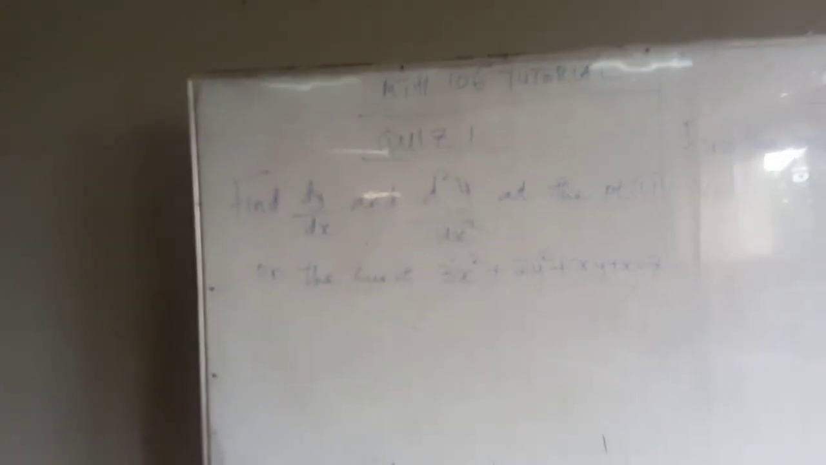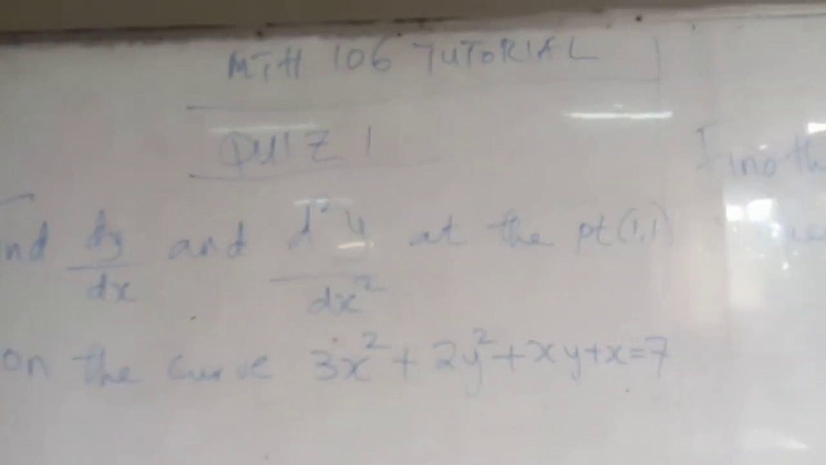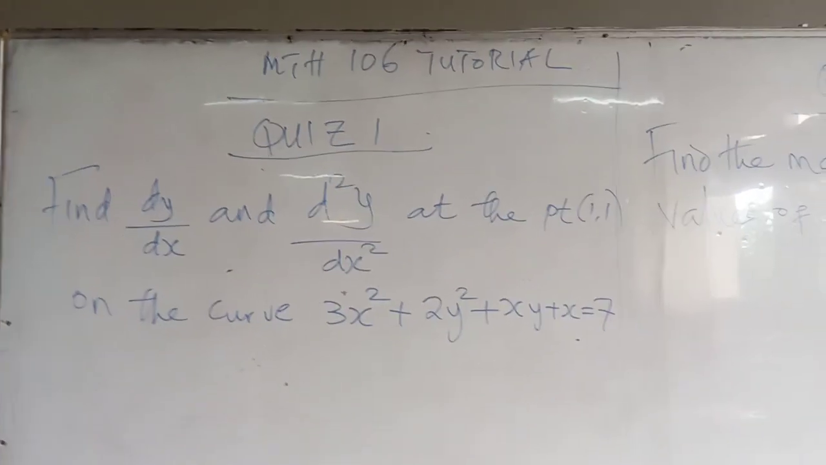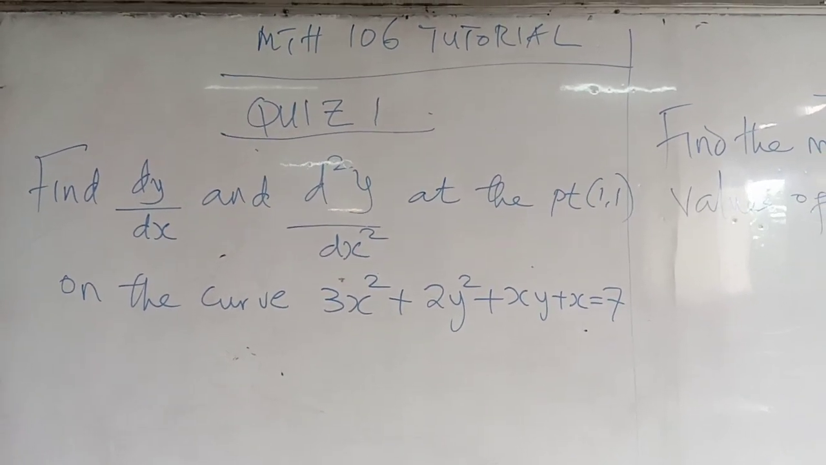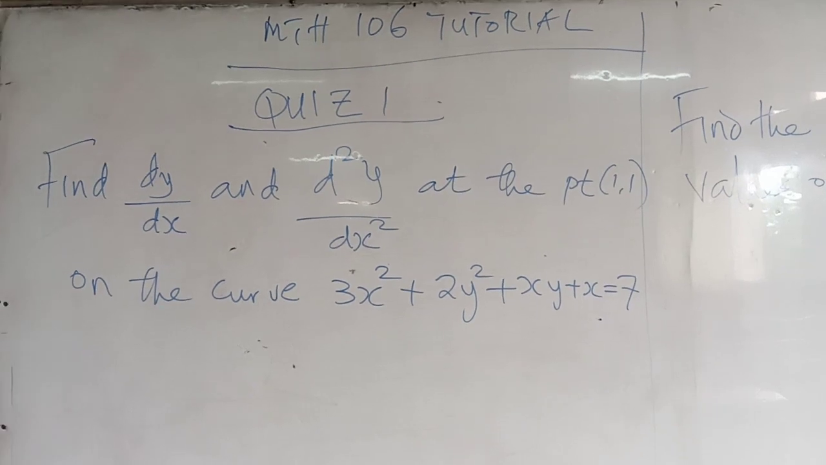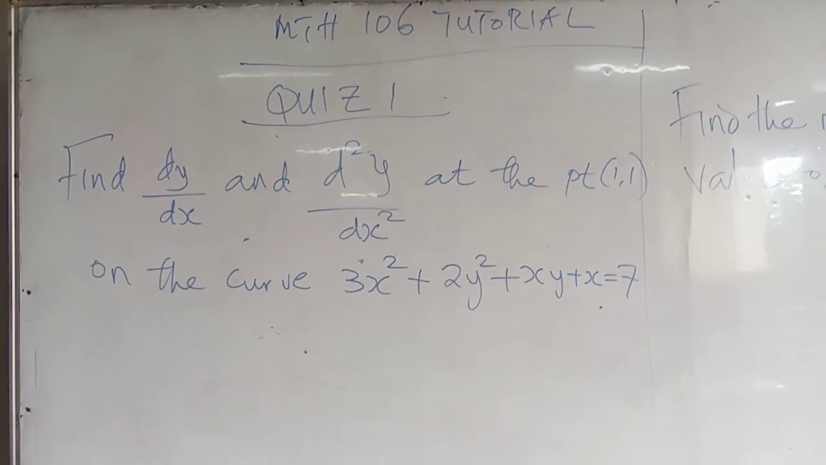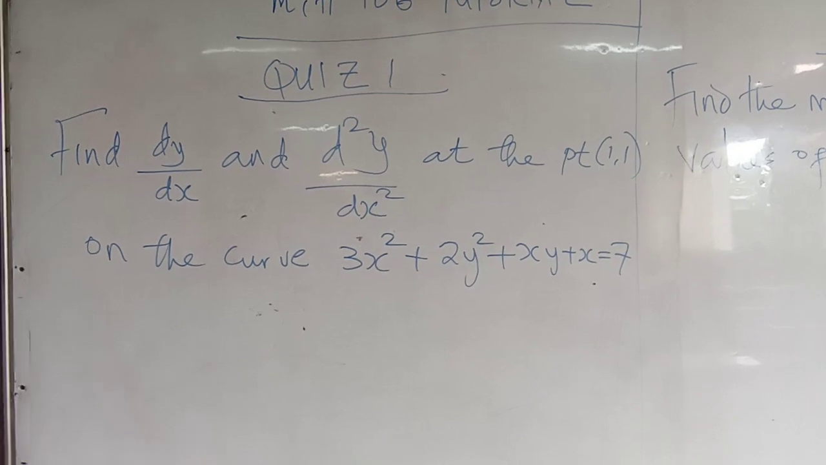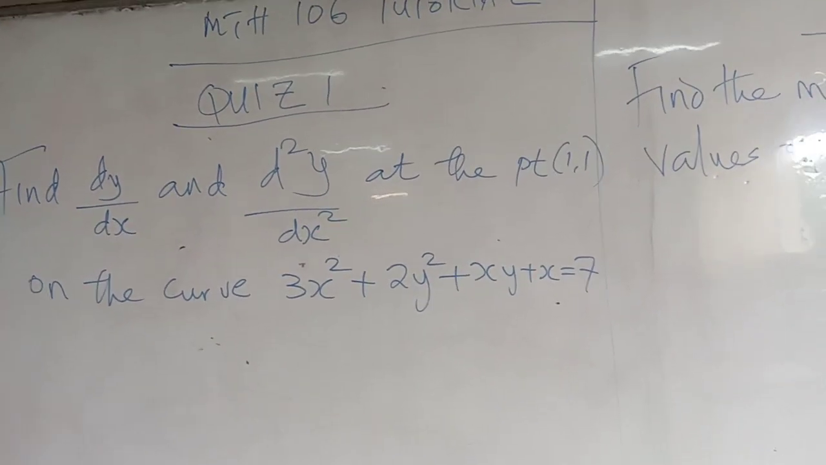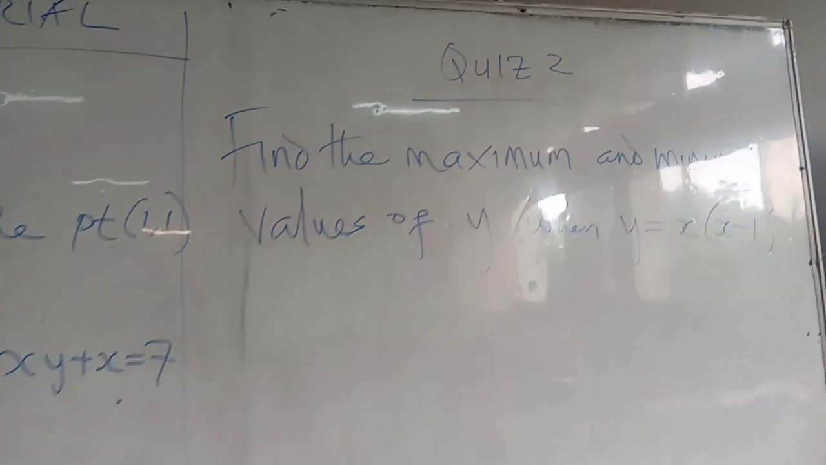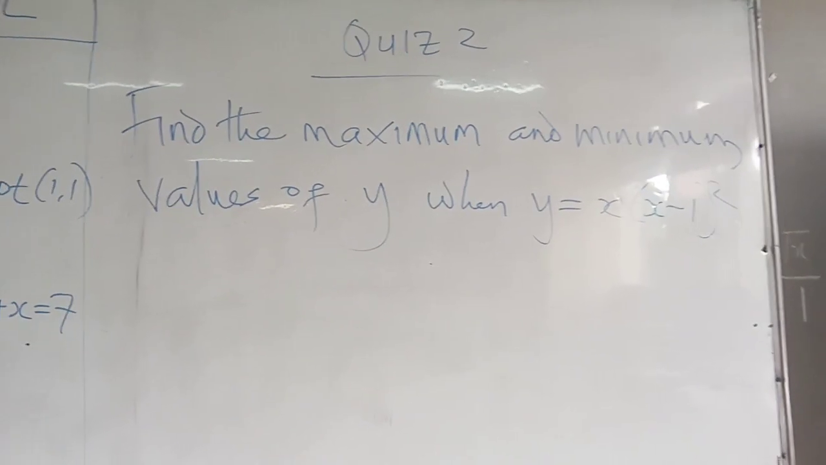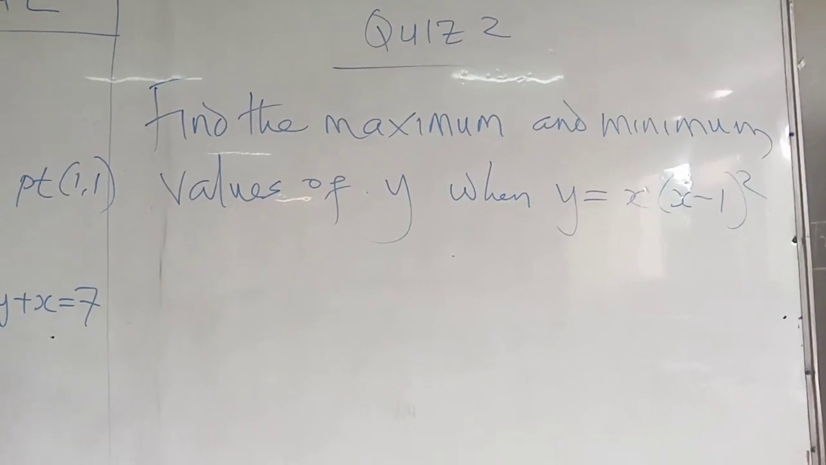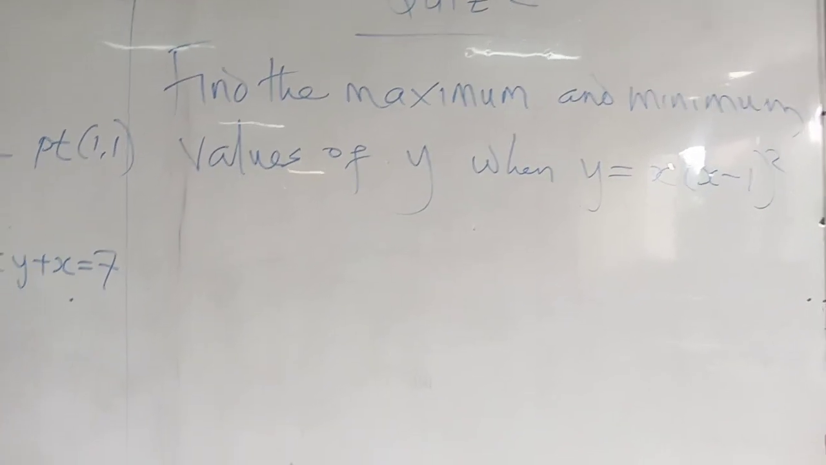And now coming here, actually, is their question that was given to them for the test. Here's the question: find dy/dx and d2y/dx2 at the point 1, 1 on the curve 3x squared plus 2y squared plus xy plus x equals 7. Then we have question 2: find the maximum and the minimum values of y equals x in brackets x minus 1 all squared. You can attempt all these questions.